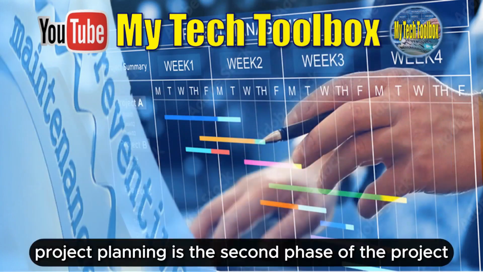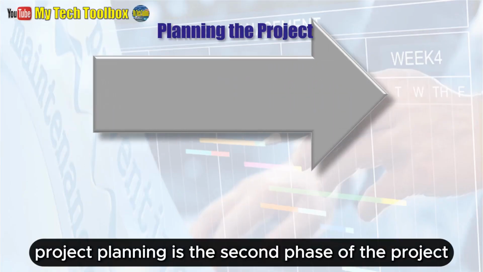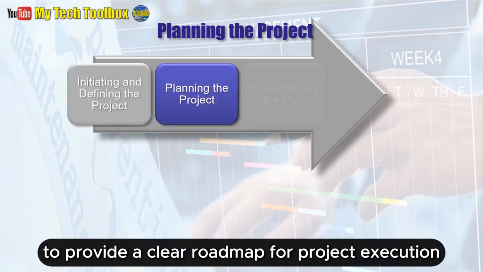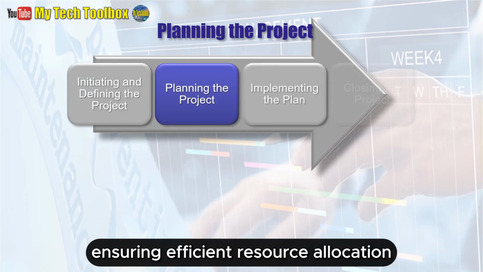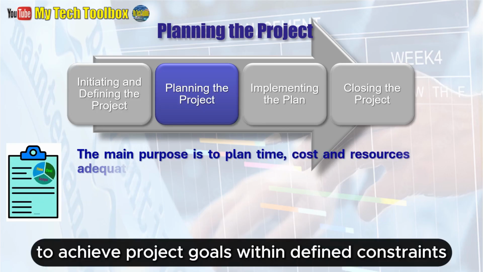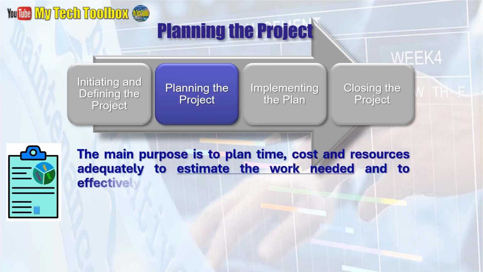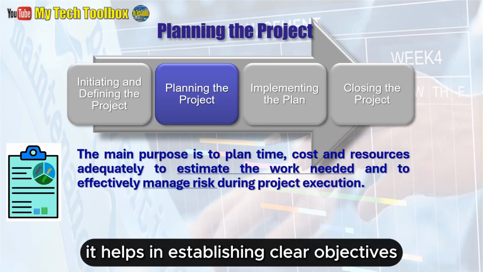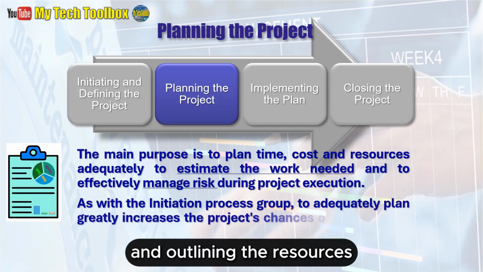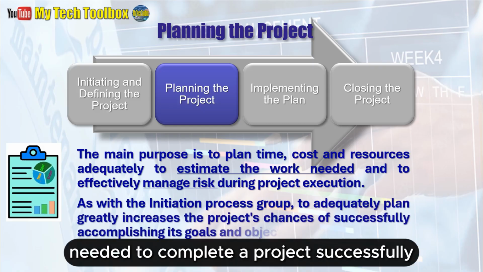century. Project planning is the second phase of the project lifecycle. It is undertaken to provide a clear roadmap for project execution, ensuring efficient resource allocation, and minimizing risks to achieve project goals within defined constraints. It helps in establishing clear objectives, defining tasks, creating timelines, and outlining the resources needed to complete a project successfully.